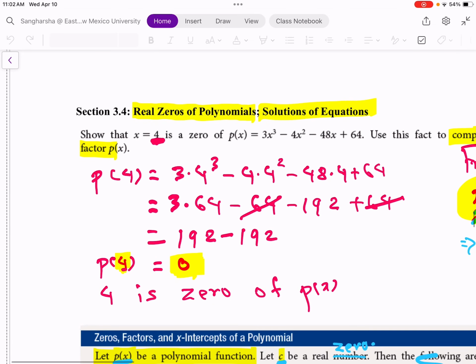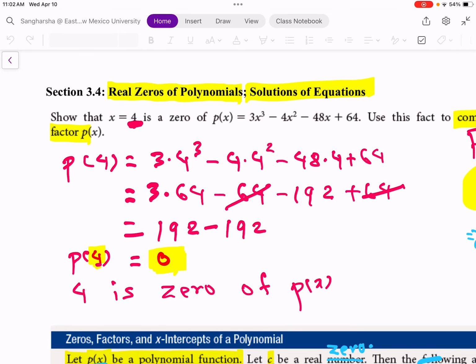So in section 3.4, we are talking about the real zeros of a polynomial, and we will also try to solve some equations. Real zero means these are the inputs, the x values that give us output equal to 0. So every input which gives us output equal to 0 is a real zero.